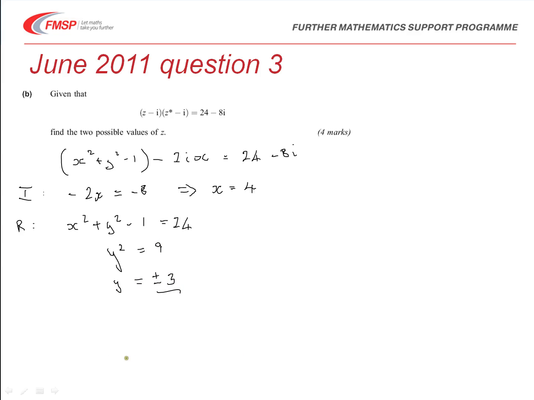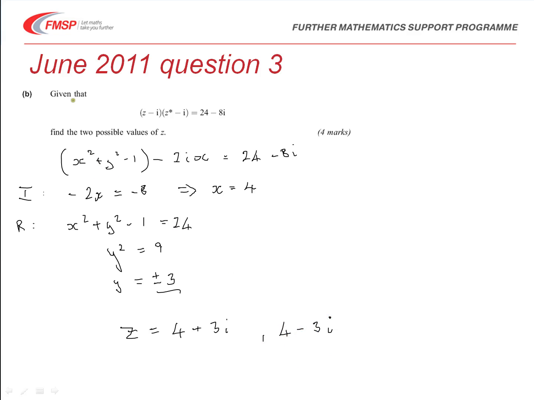And so, substituting your value of x and your possible values of y back in for z, we can say that z is either going to be 4 plus 3i, or it's 4 minus 3i.